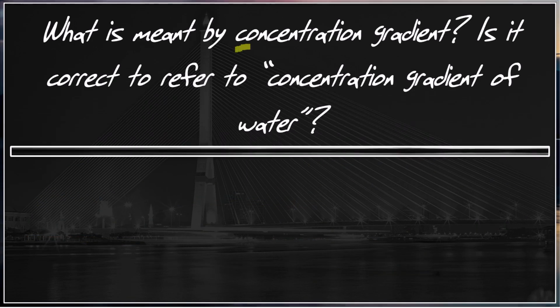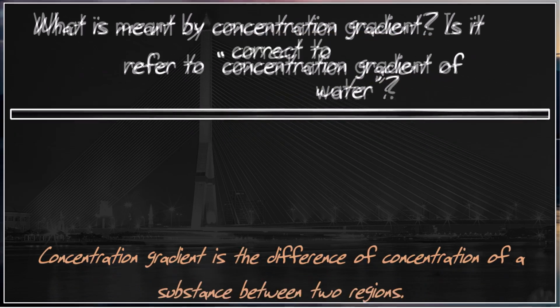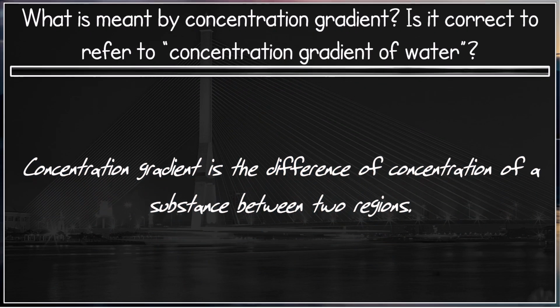What is meant by concentration gradient? Is it correct to refer to concentration gradient of water? Concentration gradient is the difference of concentration of the substance between two regions.